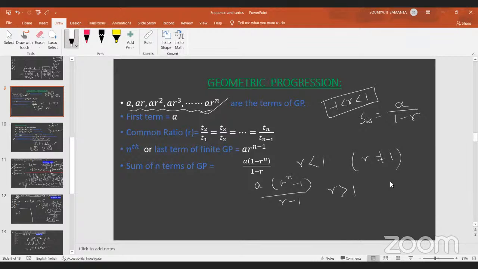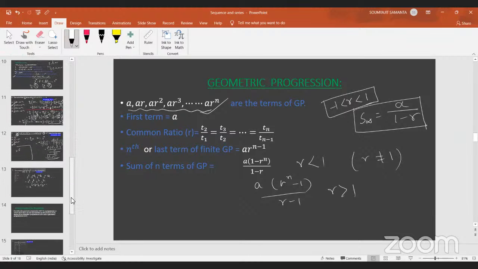If it is an infinite GP, then their sum is nothing but A by 1 minus R. Obviously, R should lie between minus 1 and 1. Then only the sum of an infinite GP exists. If not, then it will not exist. It should lie between minus 1 and 1 only. Then only we can find the sum of an infinite GP.